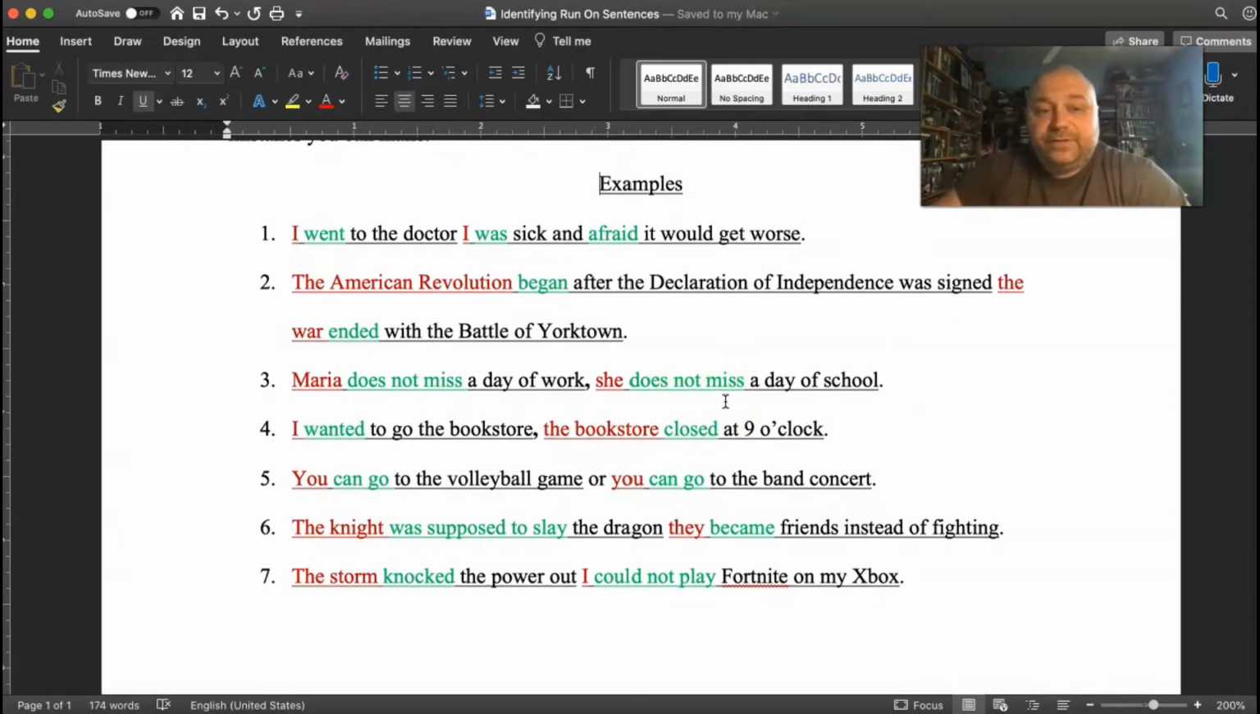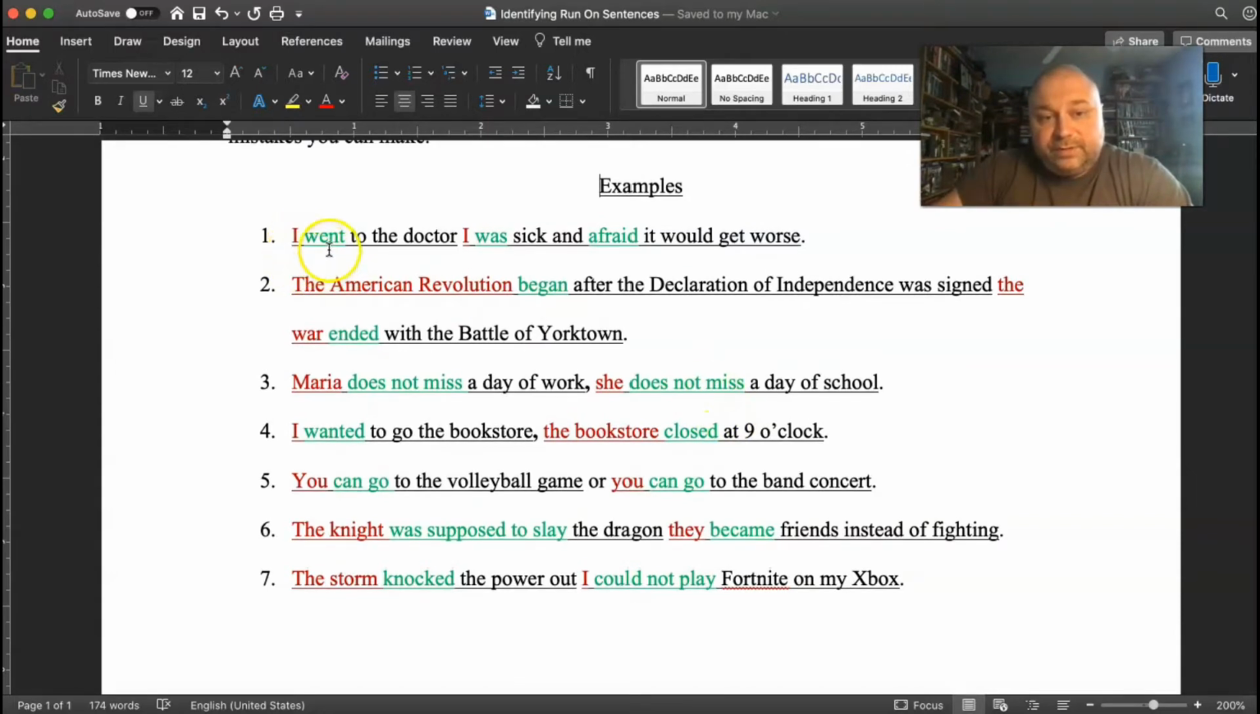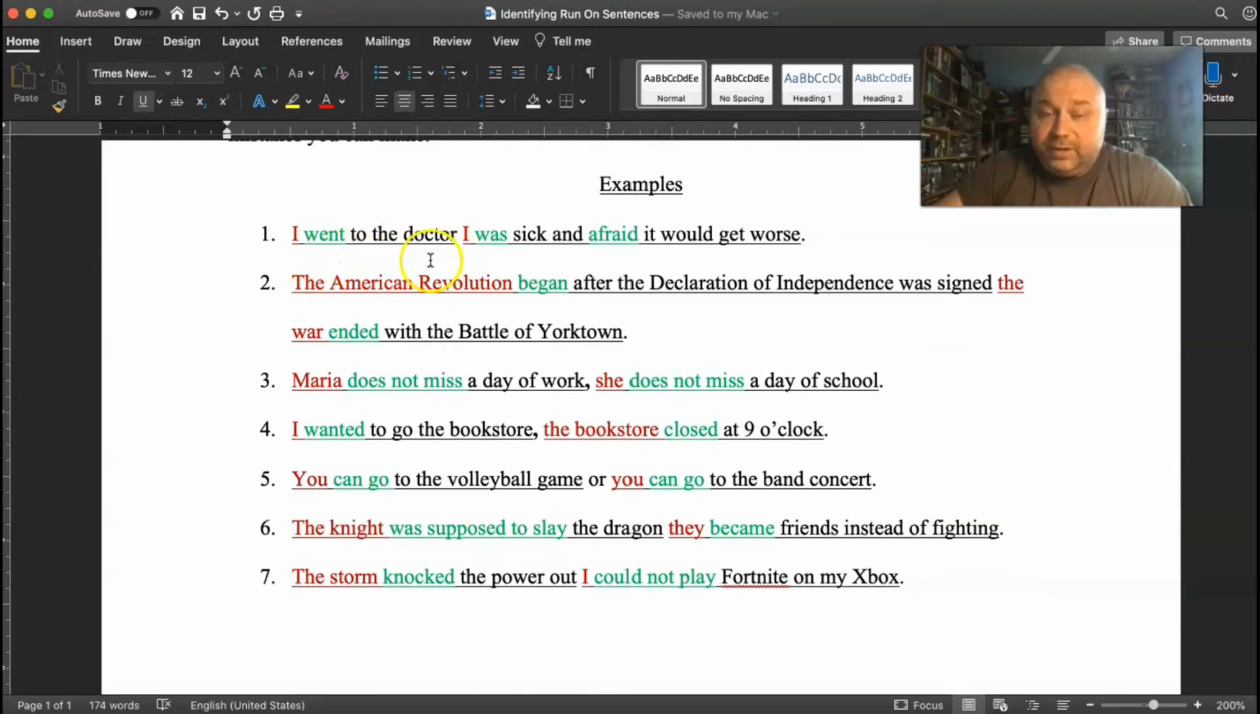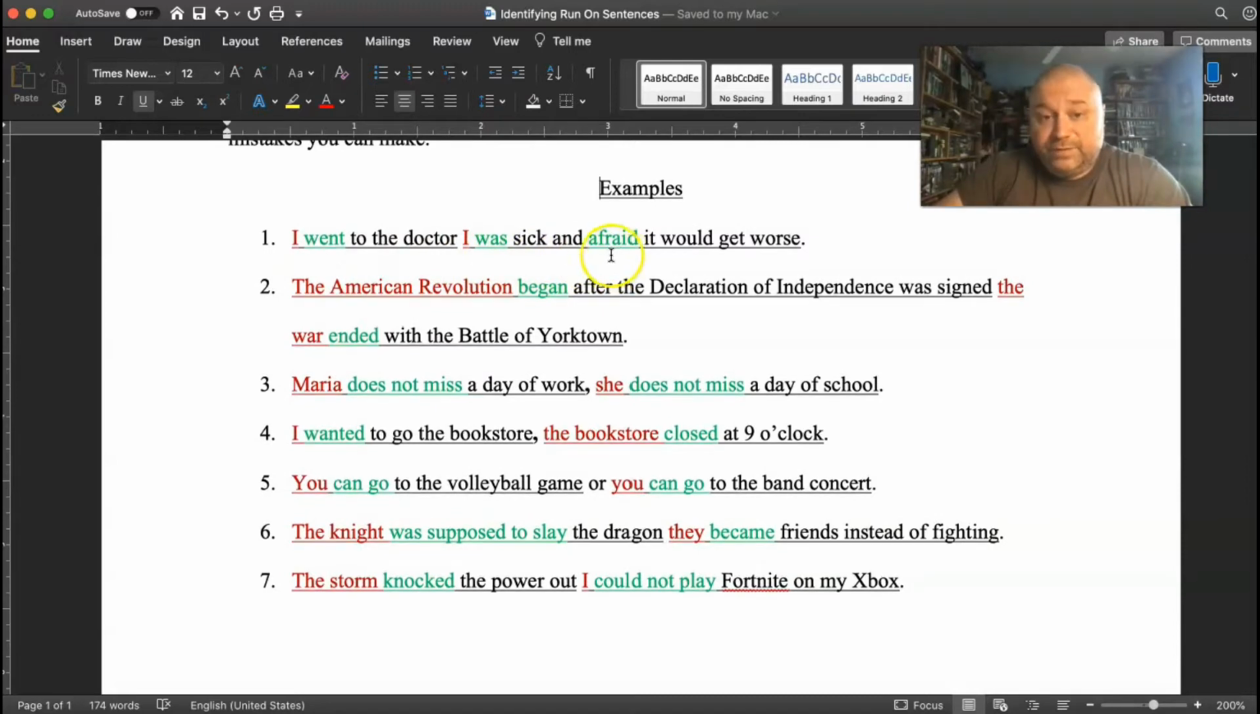Let's look at the very first one. I went to the doctor. I was sick and afraid it would get worse. Your first clue is that you can hear how rushed those sentences sound when you read them together. Notice you have a subject, you have a verb, and you have a complete thought. But then you have a second subject, a second verb. Actually, you've got two verbs in this part of it, and another complete thought.